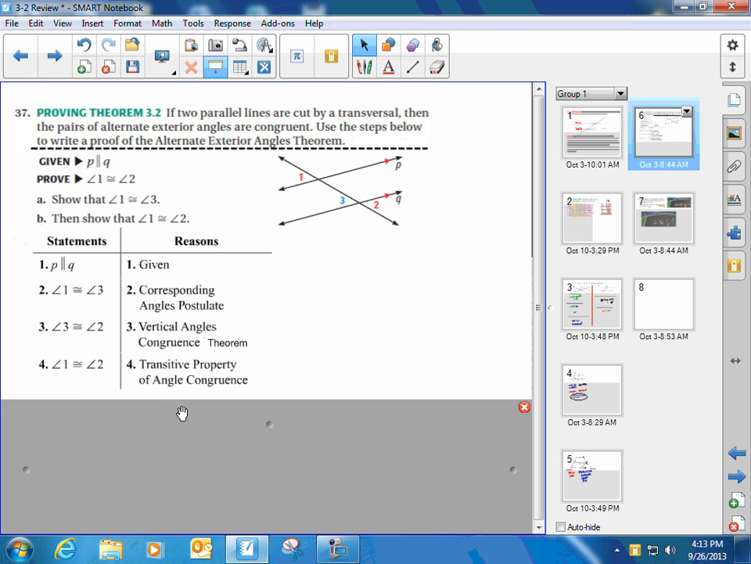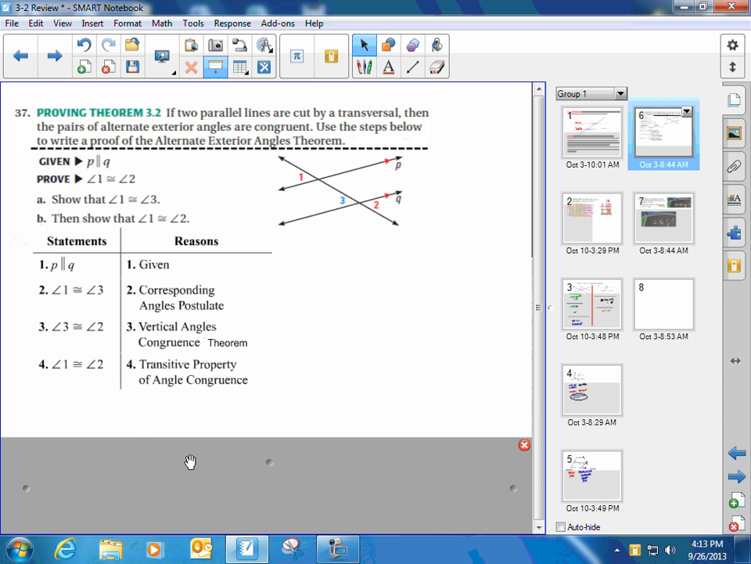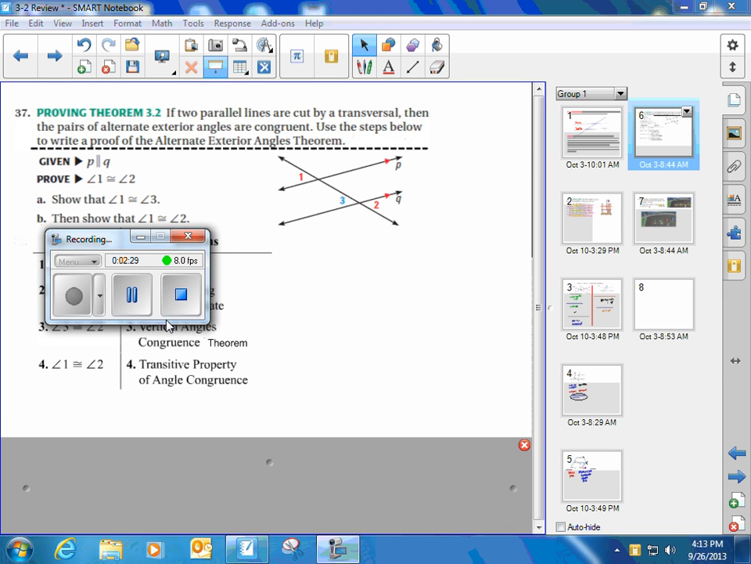We've proved the alternate exterior angles theorem, and the transitive property of angle congruence allows us to arrive at that last statement. I hope you find that helpful.